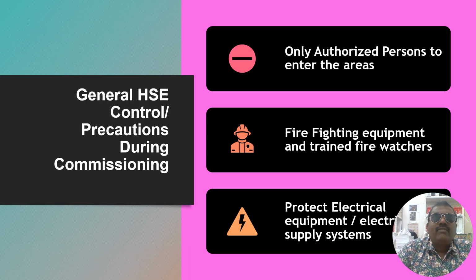So, the first general HSE control precaution, what might it be? Only authorized persons to enter the work area. Who is an authorized person to enter the work area at the commissioning location? Whoever completes this training will be the authorized person to enter the work area in the commissioning zone. So enough firefighting equipment and trained fire watchers are required round the clock for our activity. Protect electrical equipment, electrical supply systems.